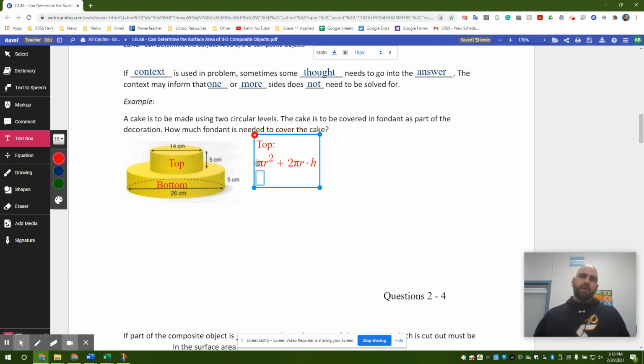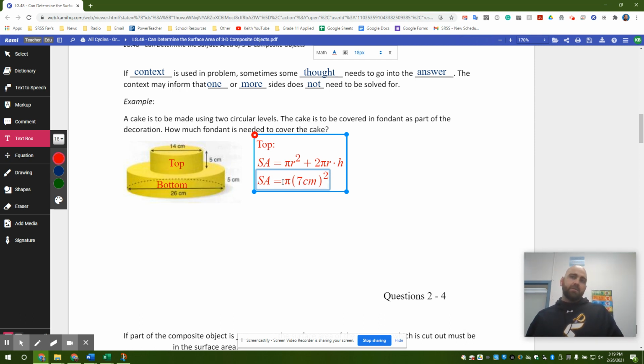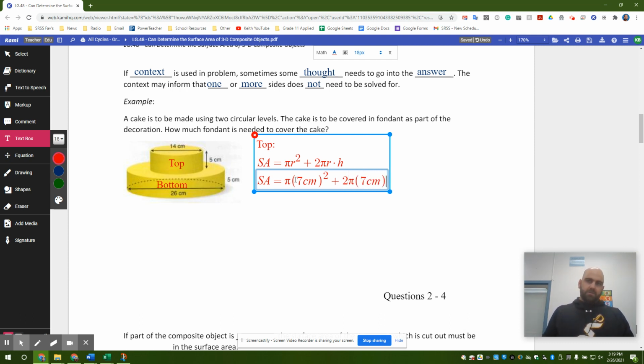Now I'm going to put that in here as well. Surface area is equal to pi times the radius. The diameter in this case is 14 centimeters, so the radius is 7 centimeters, squared. Remember, when we're doing these calculations, we square the 7, not the pi times 7. It's important that we recognize that. Then plus 2 times pi times the radius again, which is 7 centimeters, times the height, which in this case is 5 centimeters.